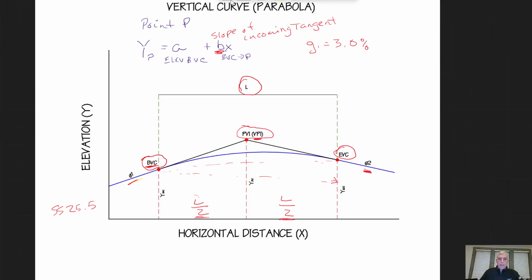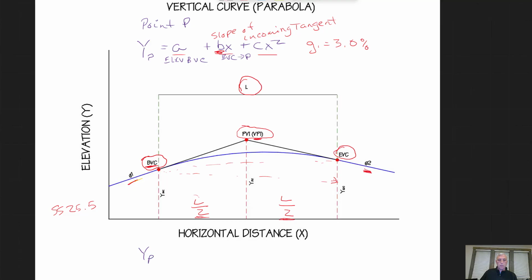And then the last piece of that is plus some number CX squared. So that should look familiar to you. Y equals A plus BX plus CX squared. That's just the general formula for a parabola.